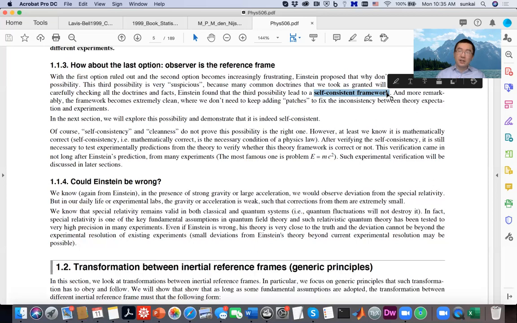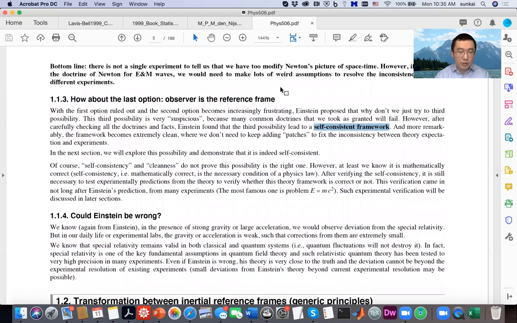Okay, I think this is a good point to stop. Today, let me summarize: we rule out the possibility of the light source. We showed that the second possibility leads to a very complicated picture, which is not helpful, and we run into self-contradictions all over the place. That leaves us almost no other choice but to explore the third option, like Einstein did.